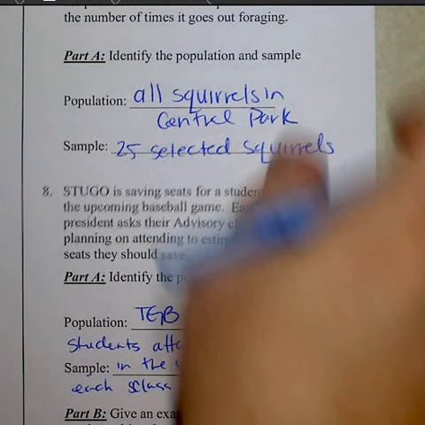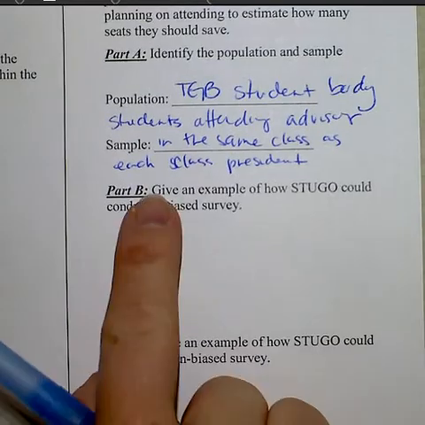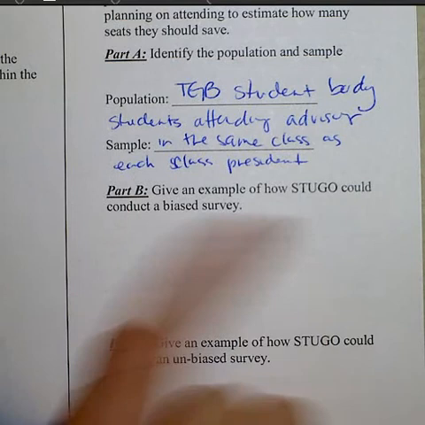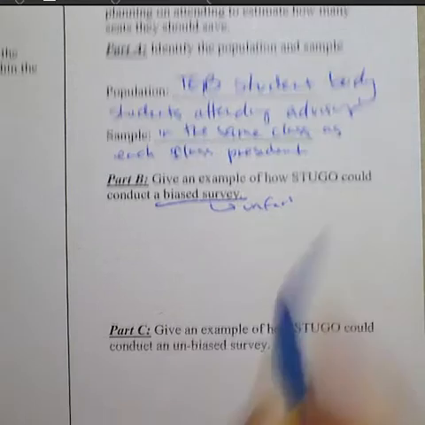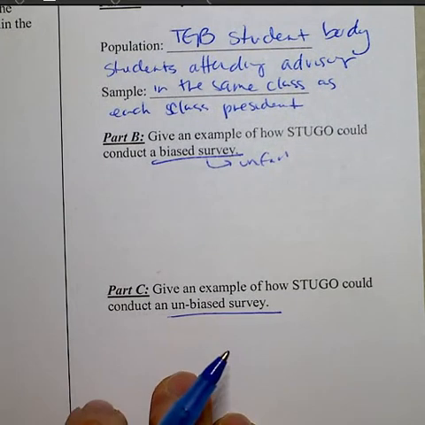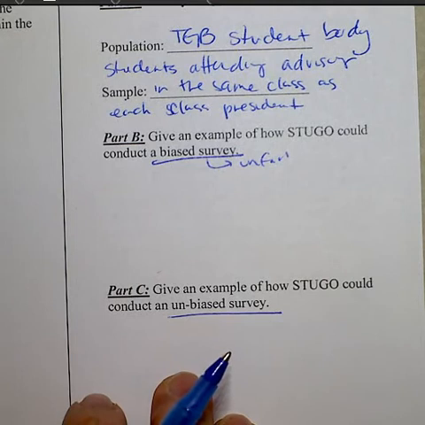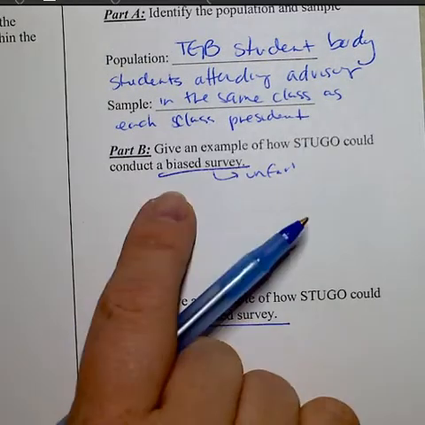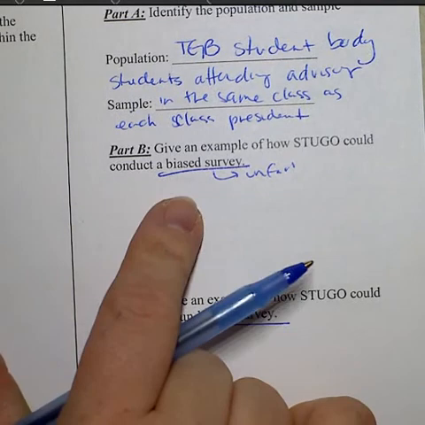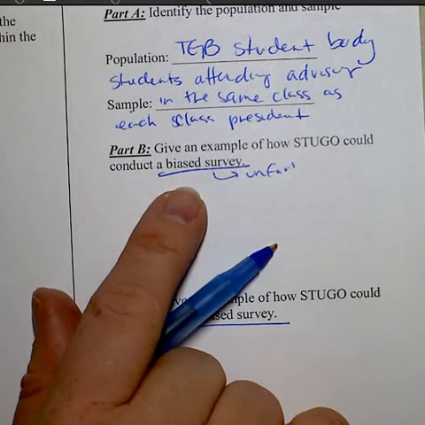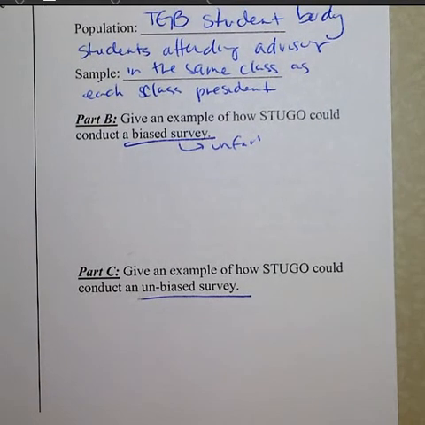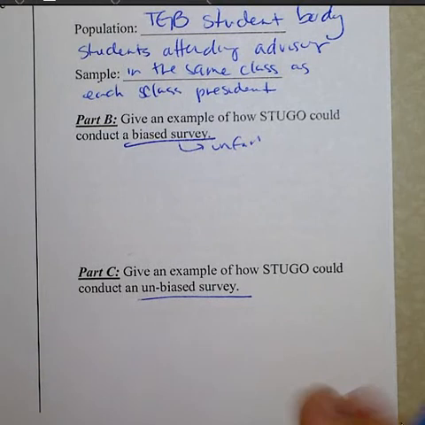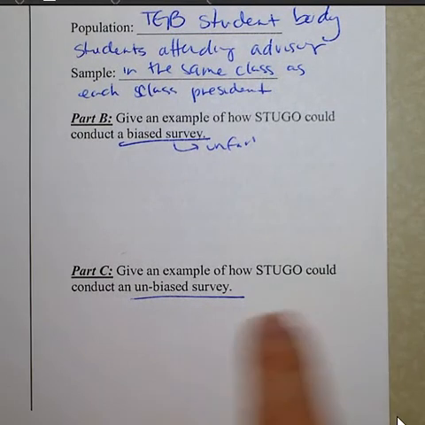Now I'm going to let you think of this yourself. Give an example of how student government could conduct a survey that is biased. That means that's unfair. And then come up with an example of how they could conduct another survey that is fair. So come up with one that is not fair and come up with one that is fair. We often use convenience sampling to illustrate something that's unfair. And then you can use things such as simple random sampling or systematic sampling, the ones we went over yesterday, cluster sampling, all of those in order to give a detailed example of one that is unbiased or fair.